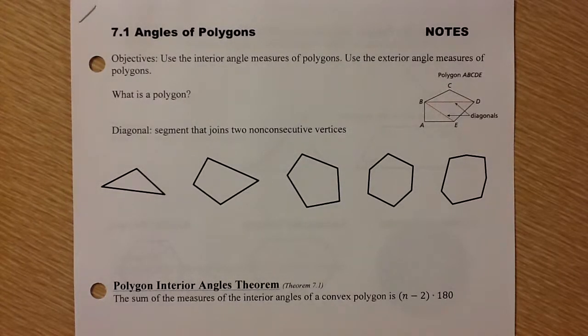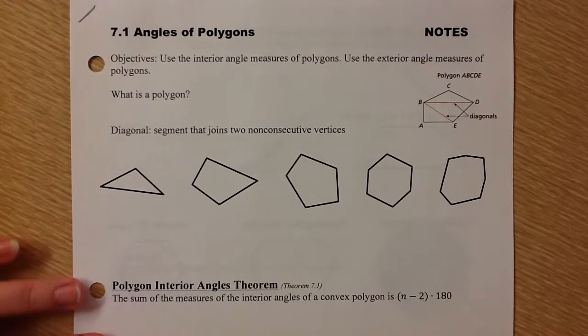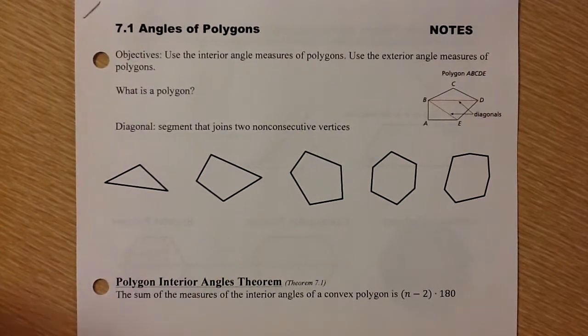All right, section 7.1, angles of polygons. In this chapter, chapter 7, we step it up a notch. Up until this point, for the most part, we've been talking about no more than three-sided figures. In chapter 7, we start talking about four-sided and more-sided figures.